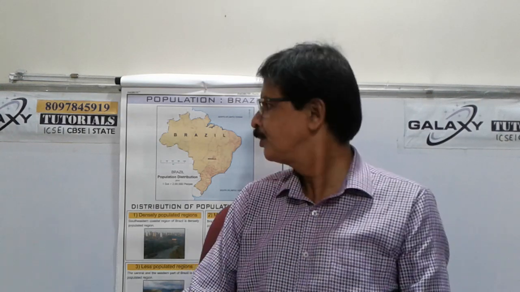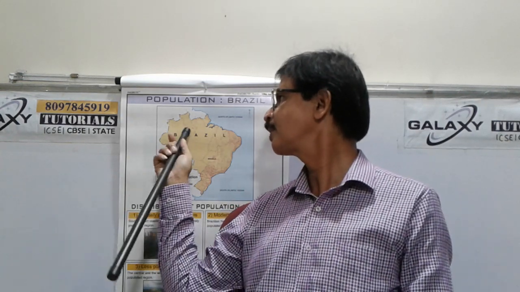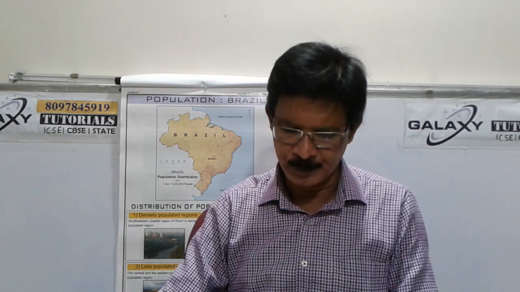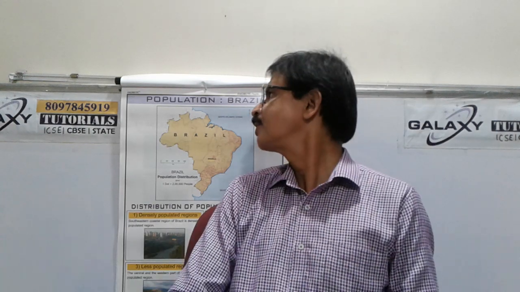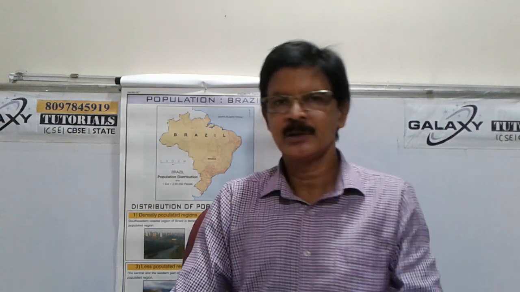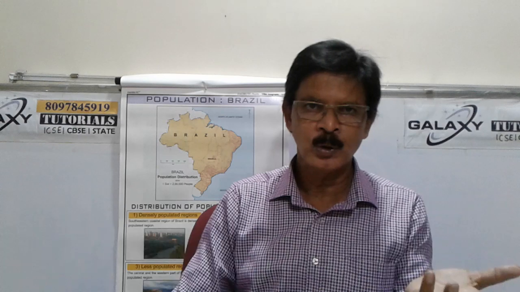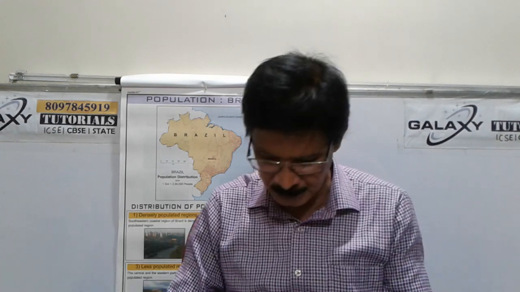Whereas, if you see the Amazon basin, the west side or the northern side, the population is very, very sparse. Okay, because the climate over there is unfavorable. Very dense forest. Okay, this is the equator, raining every day, forest very dense. You just can't penetrate that forest. So, very sparse population in the Amazon basin.